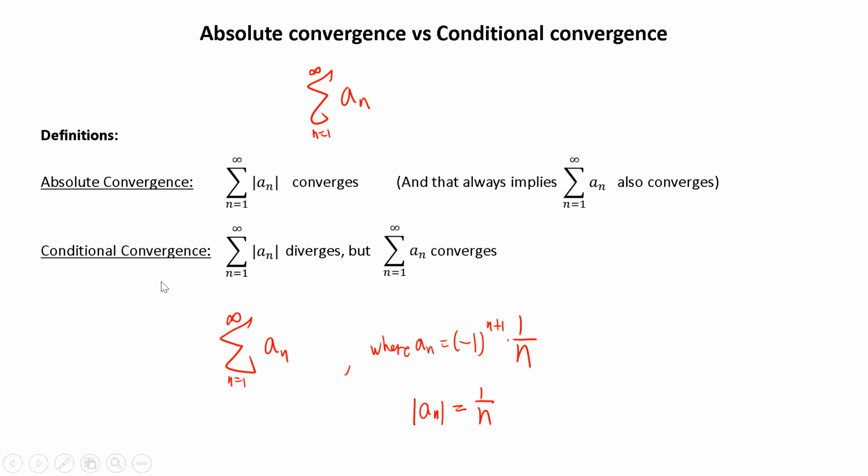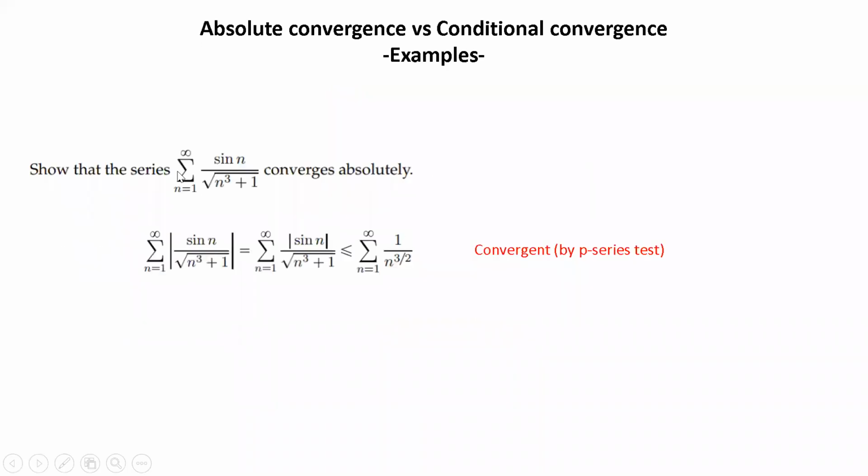So what about absolute convergence? Right. So here, let's look at this example. So I have this series over here. You can actually see that because of this sine term, this sine of n can be sometimes positive or sometimes negative.